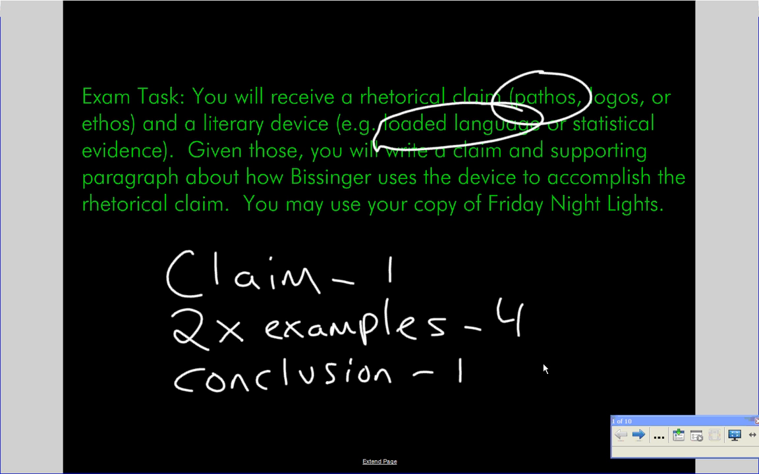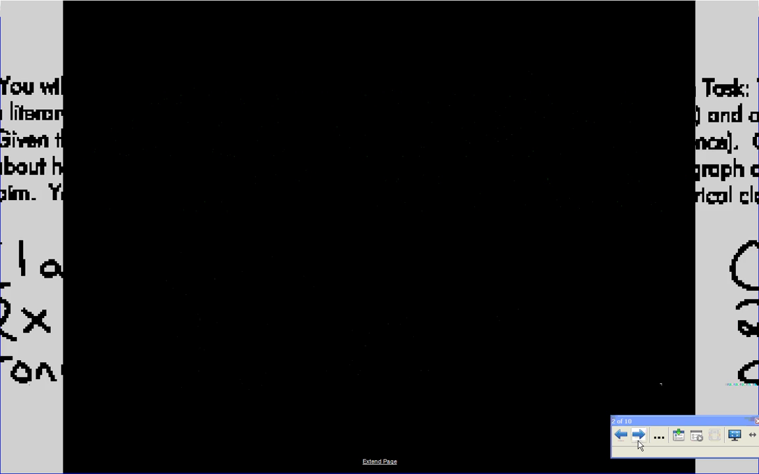Okay, so once again, a pause on that. Questions about the task. All right, then let's do the review. Let's start with the rhetorical claims themselves. Let's see. Taha, pick one. Logos, pathos, ethos. Pathos. Okay, talk to me about what you remember with pathos, Taha.